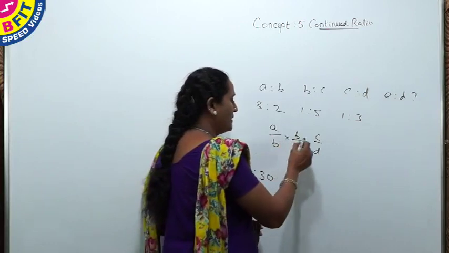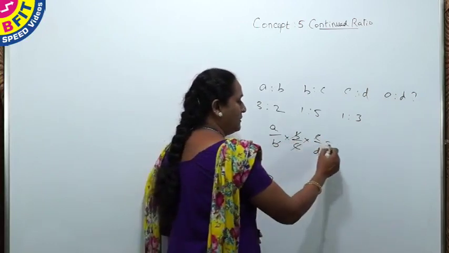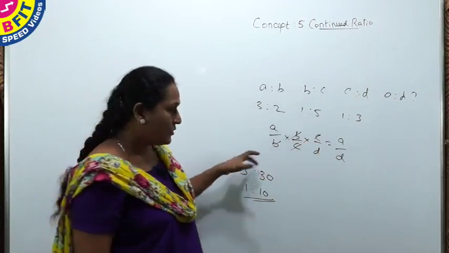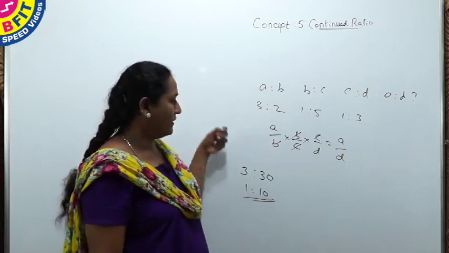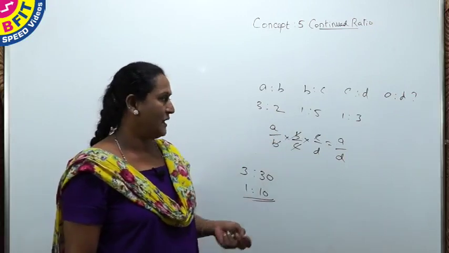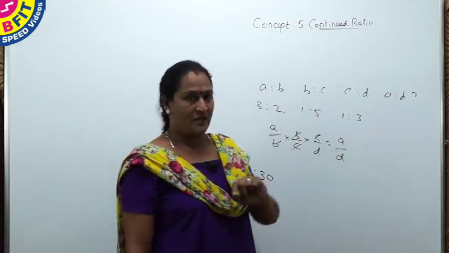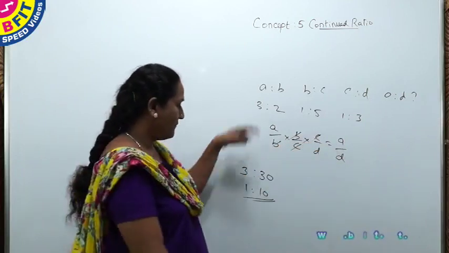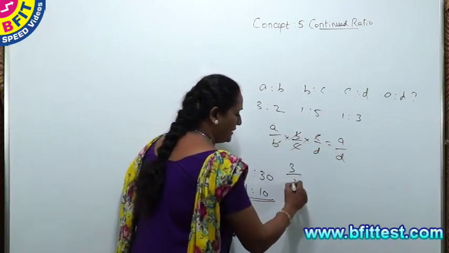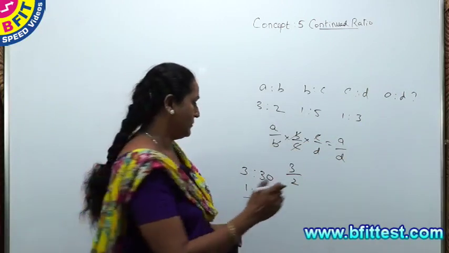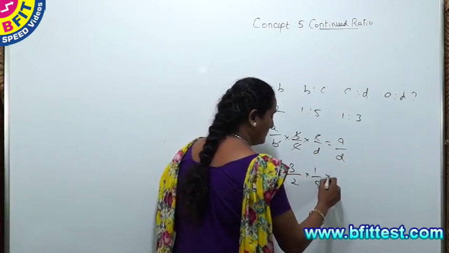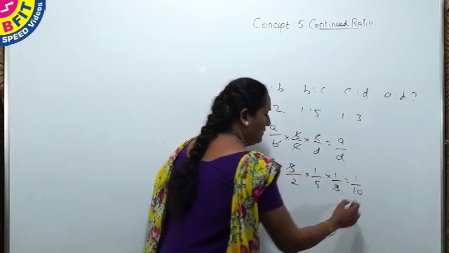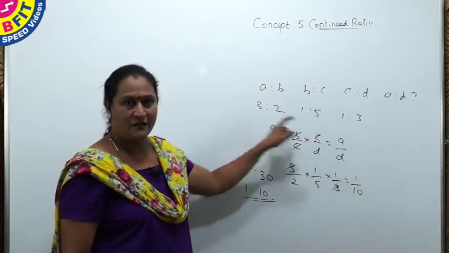So when you multiply all this, B gets cancelled. Only A and D are left. Whenever they ask B's share or C's share, you use that flower concept to find A's part, C's part or D's part. But when A is to D is asked, no need to use that concept. Multiplying all the ratios, you get A by D. The same way, multiply the given ratios, as we did for the compound ratio. After simplifying, you get 1 by 10, which is the same we arrived at using the flower concept.